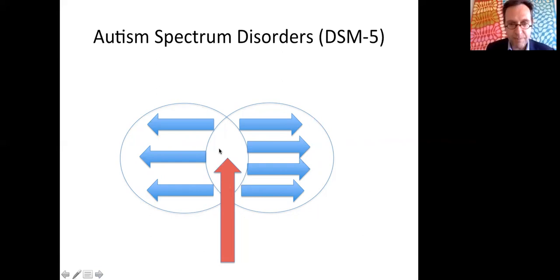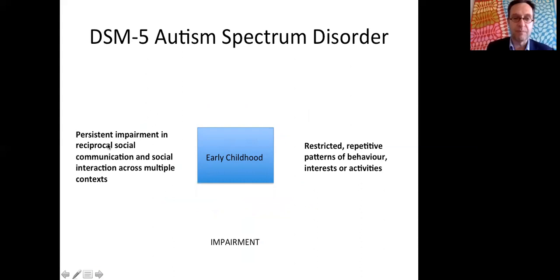In domain one, we need to identify challenges in each of these three subdomains. And in domain B, the second domain, we need to find difficulties in two of the four of those arrows, if that makes sense. Let me put some words to this so you can see if it makes sense. In DSM-5, we look for persistent impairment in reciprocal social communication and social interactions across multiple contexts. And we look for restricted and repetitive patterns of behavior, interests, or activities. We need to see evidence in early childhood. Remember, this is a neurodevelopmental disorder. So if somebody has no problems and suddenly at the age of 13 they start, or at the age of 25, that's not a neurodevelopmental disorder. That's probably something else. And we need to see evidence of impairment in their daily life, in their functioning.